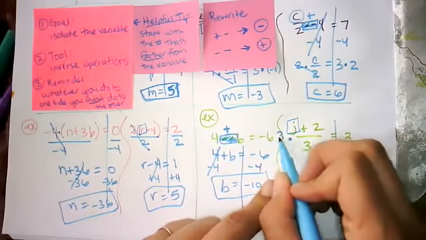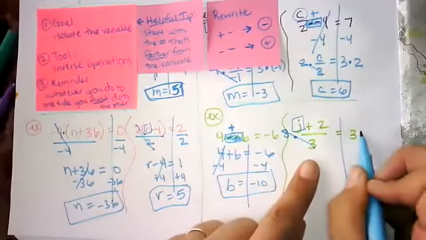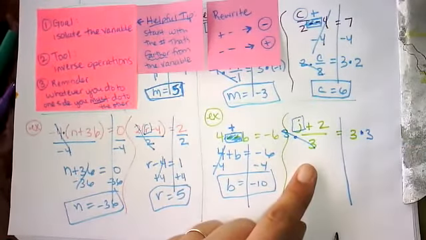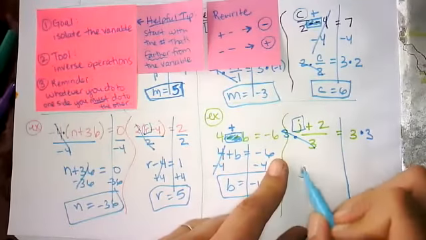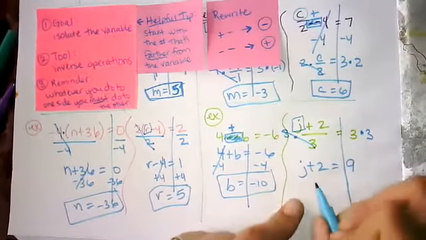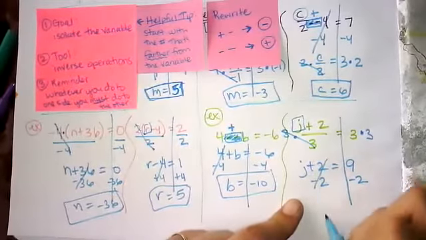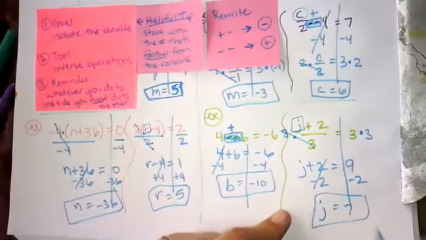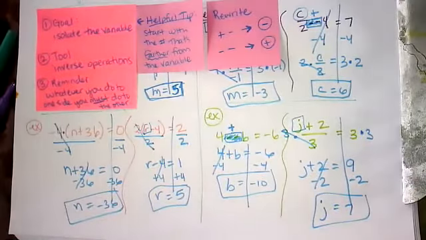So the opposite is going to be to multiply by 3. So those cancel. And whatever I do to one side, I have to do to the other. So these cancel, and this just leaves j plus 2. What was left on top there equals 9. And then I would subtract 2 from both sides.